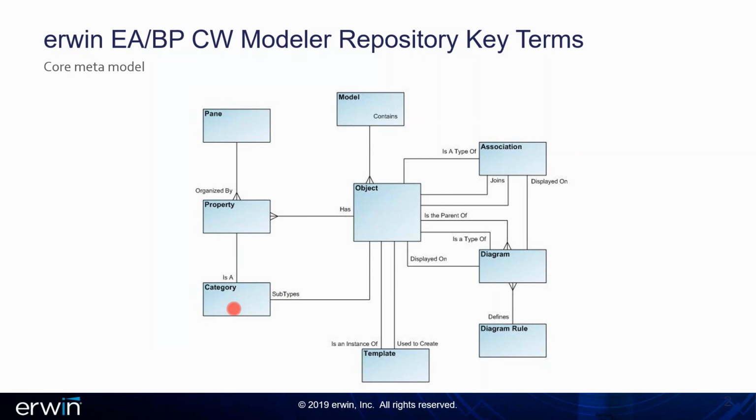Category is a property on all objects that's used to subtype or categorize all the objects in the model. One of the special things that categories can do is make things look different on diagrams.